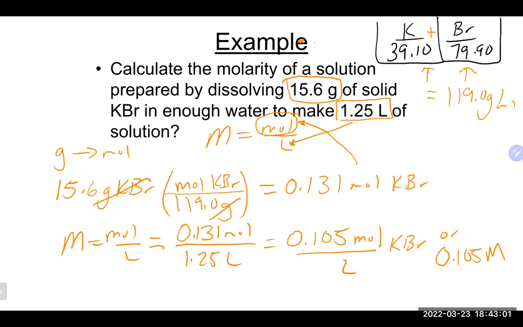So you could just write 0.105 big M KBr. Either way is acceptable. I personally will usually just leave it like that, but if you want to convert it back the other way, that's perfectly fine as well. Any questions on any of those steps there?